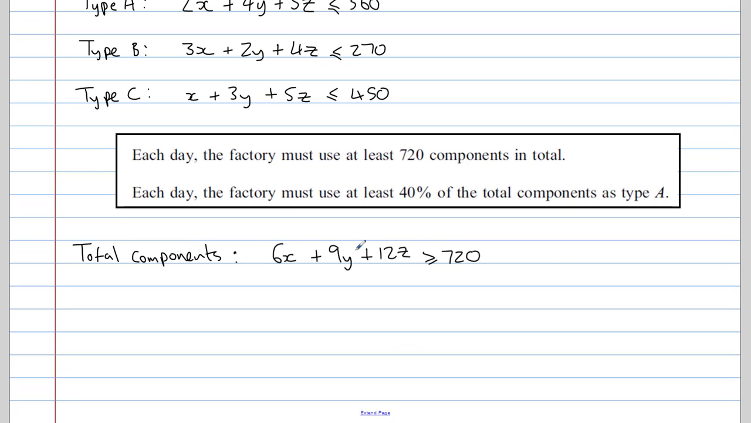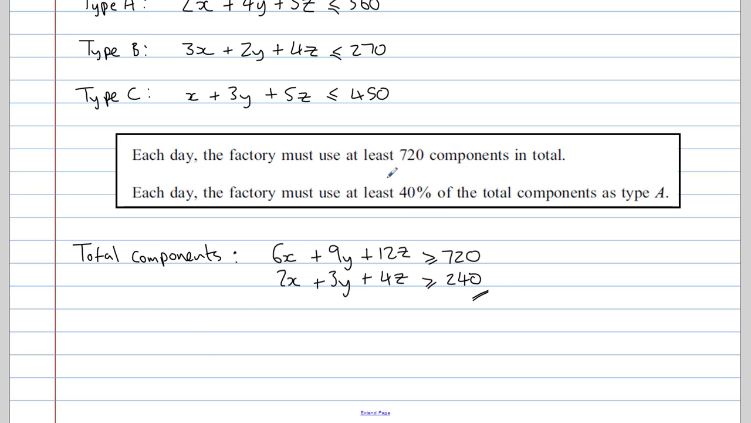Now this inequality will simplify because 3 goes into everything, so dividing by 3 gives me 2x plus 3y plus 4z is greater than or equal to 240. And the final constraint says that each day the factory must use at least 40% of the total components of type A. Well, fortunately, I've already found an expression that represents the total number of components. That's this expression here. Be careful not to use your simplified version, because the 2x plus 3y plus 4z does not represent the total number of components. The 6x plus 9y plus 12z does.